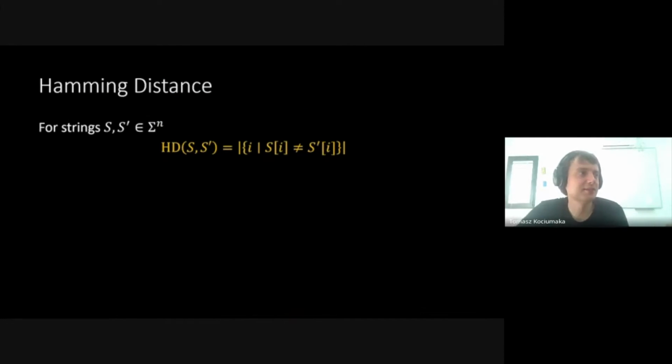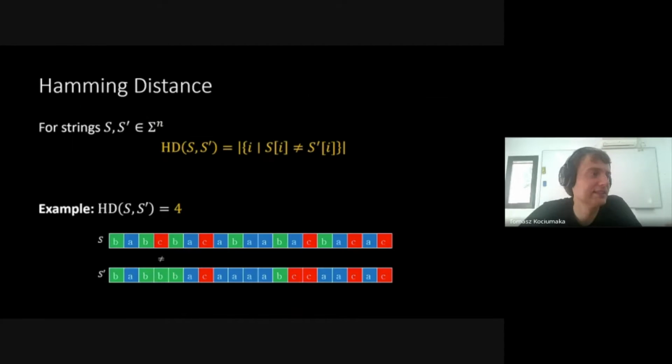I'm sure everyone knows what a Hamming distance is, but let me define it formally nevertheless. So the Hamming distance of two equal length strings simply counts the number of mismatches between the strings. It is the number of positions where there are different characters, when the strings are aligned. And in this example, we have a pair of strings with Hamming distance 4, and the 4 mismatching characters are marked with not-equal signs.